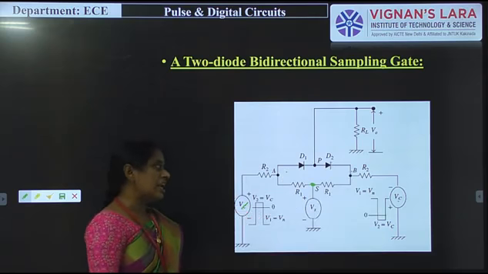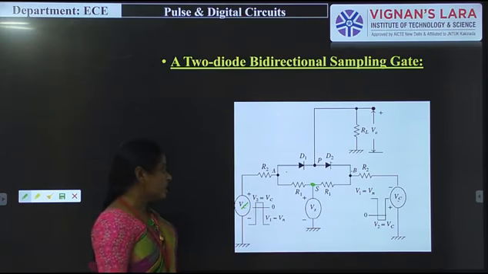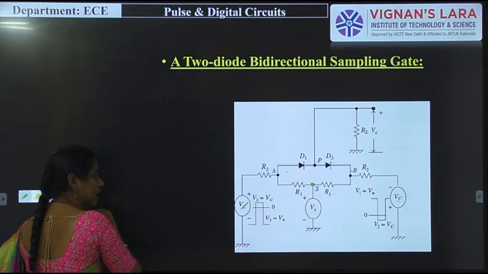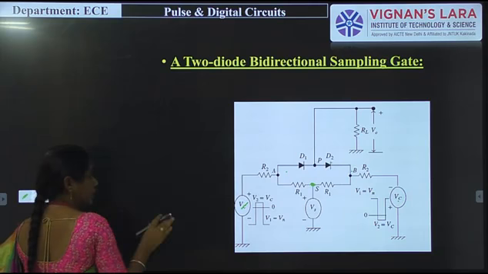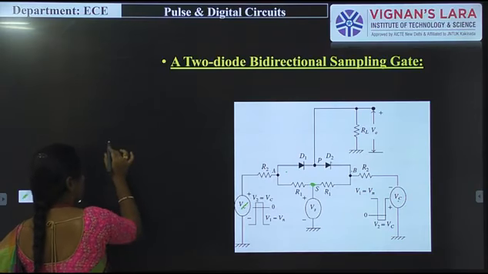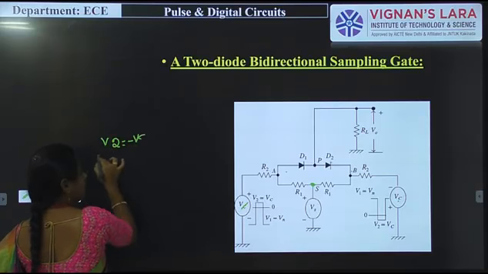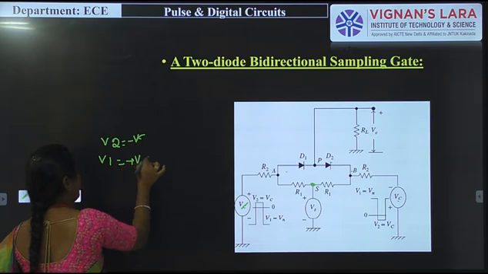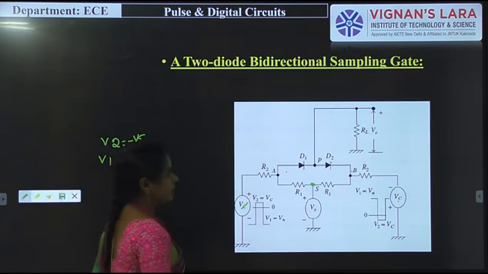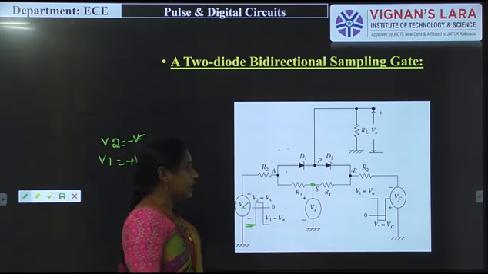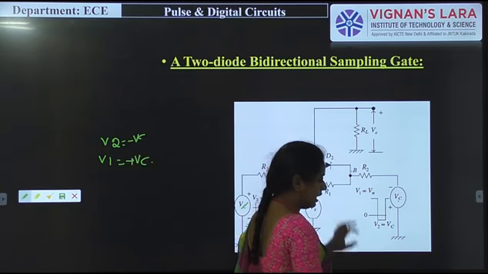So at the first condition, let us check the condition. What is the control signal? In the first condition, the control signal V2 is equal to minus Vc and V1 is equal to plus Vc. So I am applying a control signal: first a minus Vc control signal at diode D1 and a plus Vc control signal at diode D2.